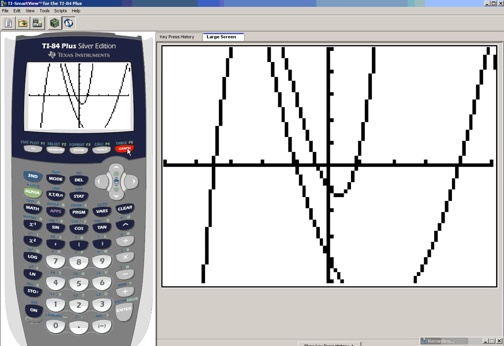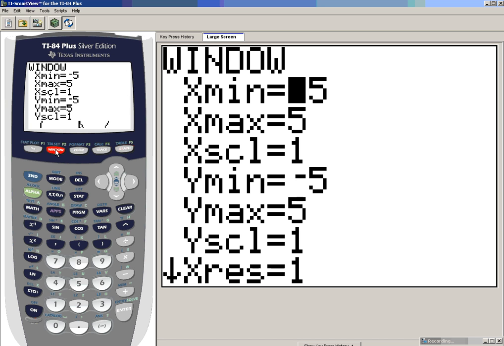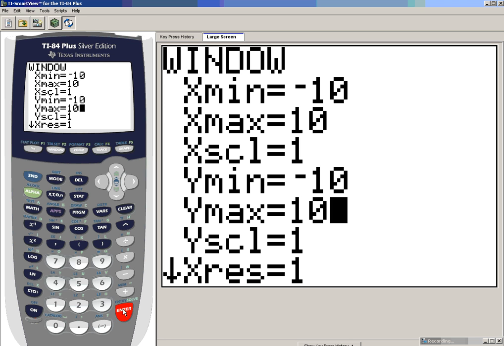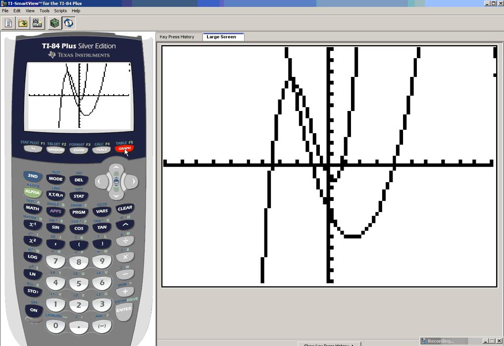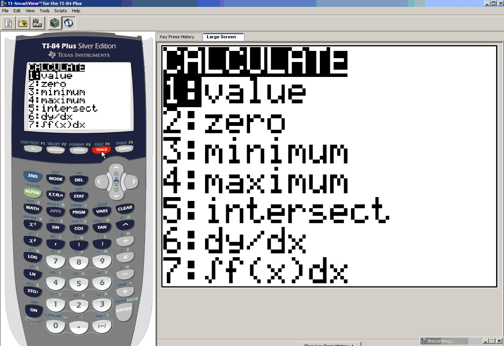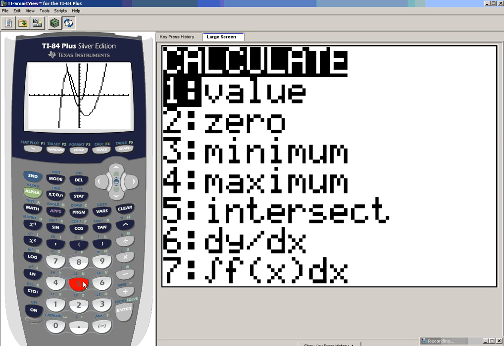Okay, there's our two graphs. I'm going to change my viewing window back to my standard window. So I'm going to go back to -10 and 10 here for both x's and y's. Now from this graph, we can see that there is clearly one point of intersection occurring right up here on the left. We're again going to go into that calculate menu. This time we're not calculating a 0, we are calculating an intersection point. So we are going to select number 5.